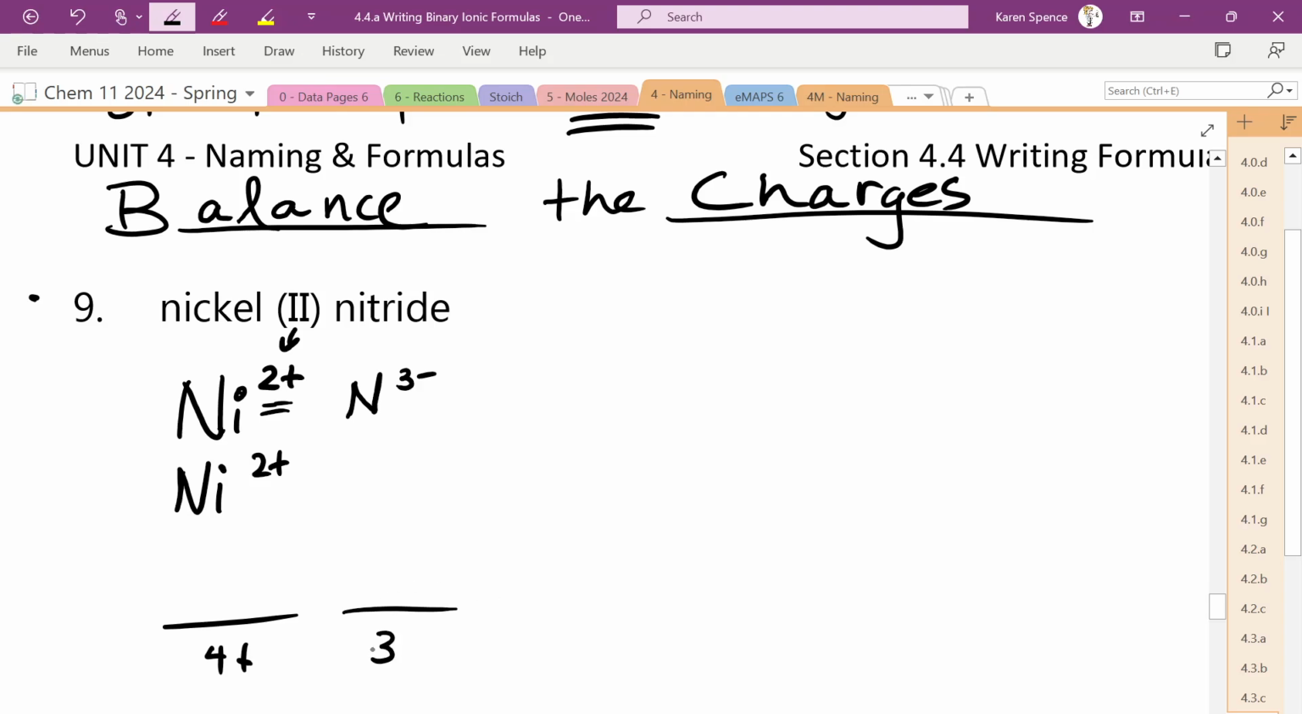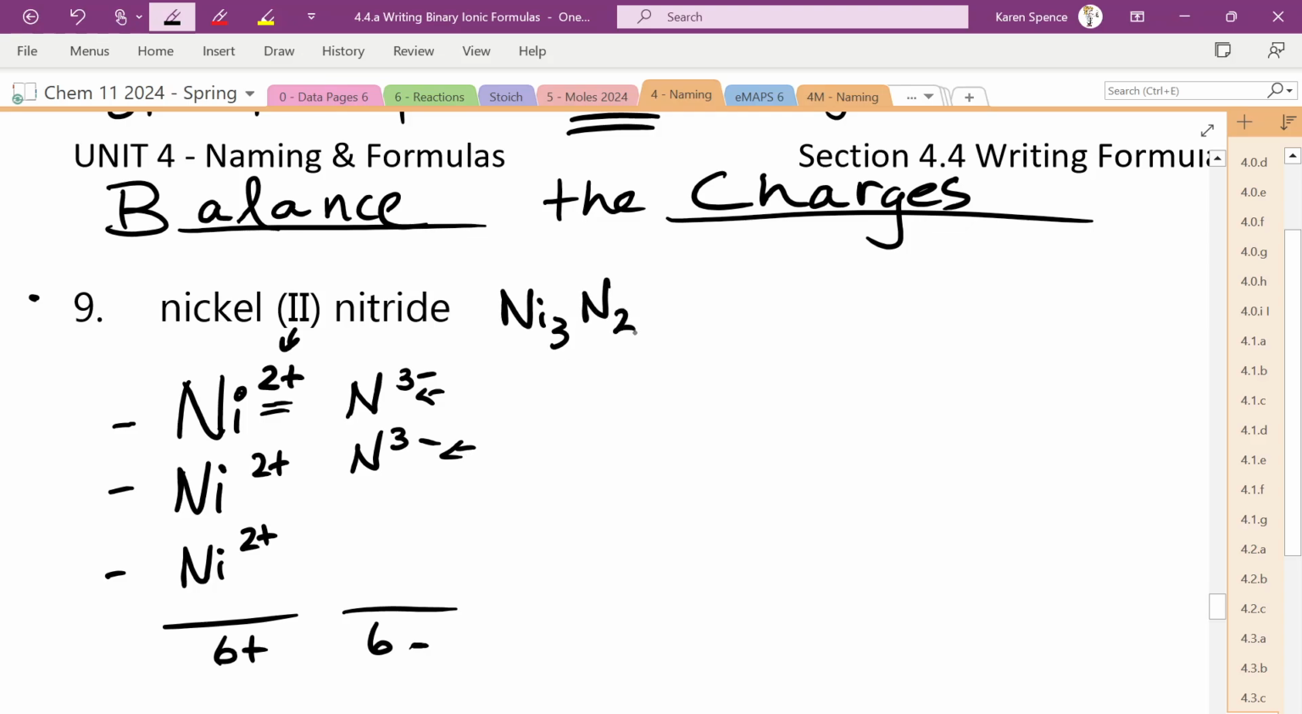But now only on this side, I have 3 minus. So I need more negative. So I'm going to add another one there. Whoops, that should be a negative. All right, that now gives me 6 negative. Oh, now I got too much negative and not enough positive, so I need to add another positive, nickel 2+. That gives me 6+. Which means, how many nickel do I have? 1, 2, 3. Ni3. How many nitride do I have? 1, 2. N2. So that's method 1. Method 2.